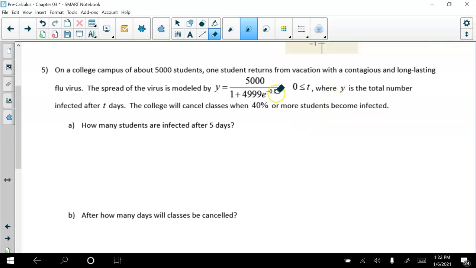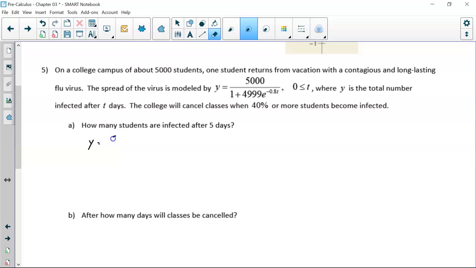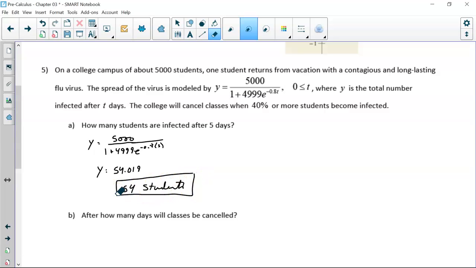So 5 days. So our t is going to be 5. So y equals 5,000 over 1 plus 4,999 e to the negative 0.8 times 5. So when you do that calculation, you're going to get about 54.019. So about 54 students in only 5 days from that one student. So in 5 days, that one infected student became 54 infected students.